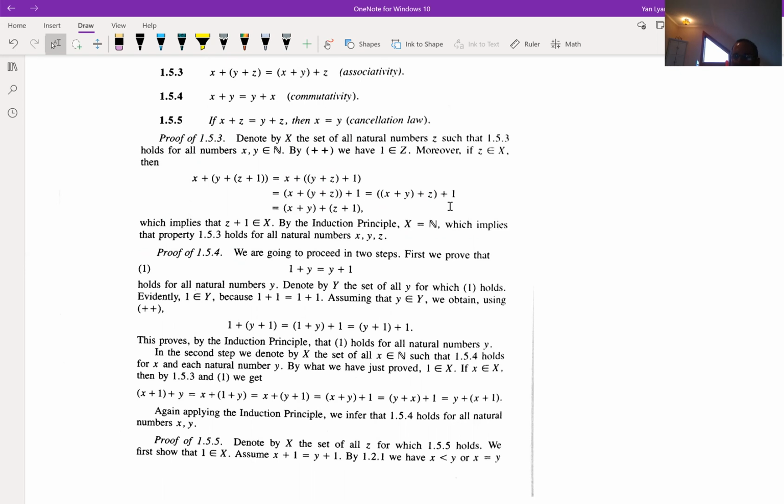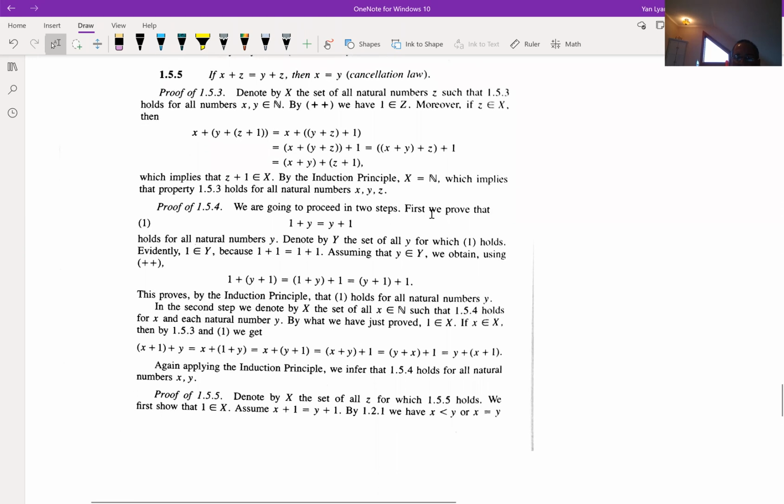With the scrolling. Yes. So, 1.5.5, which is the cancellation law, it says right up there at the top: if x plus z equals y plus z, then x equals y. Because, yeah, cancellation. And so at the bottom, it says proof of 1.5.5. It says denote by x the set of all z for which 1.5.5 holds. And then, yeah, so we've got that.